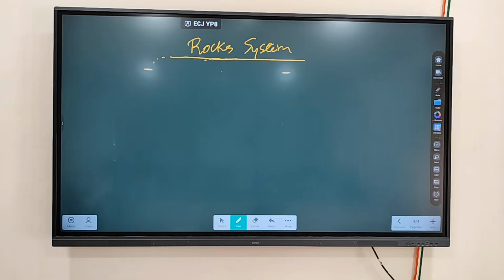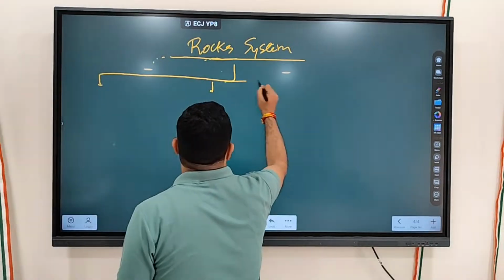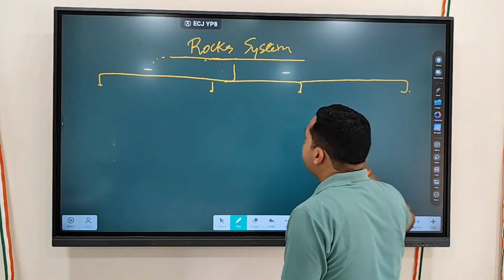Then we have discussed further divisions. So this is called a rock system, not just rocks. Why? Based on how the rocks on the earth have evolved, we call it a rock system. Clear? So primarily the rock system is divided into four major types.